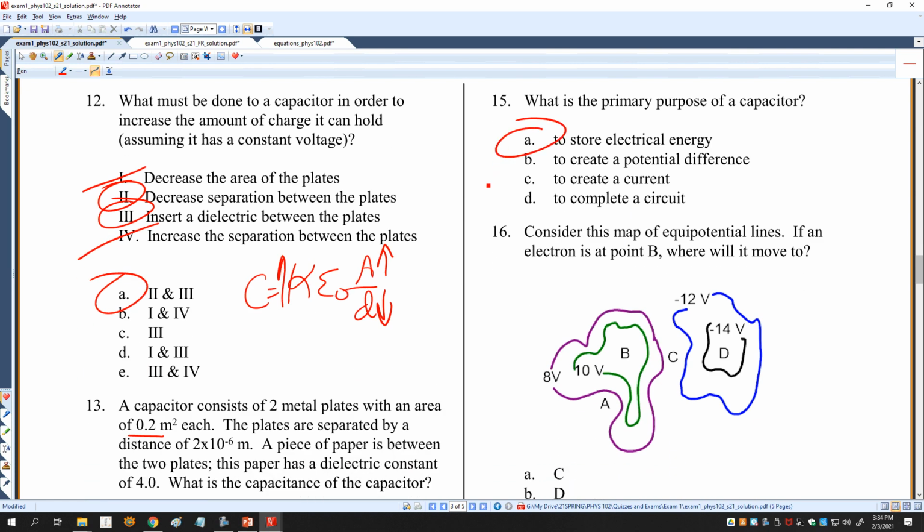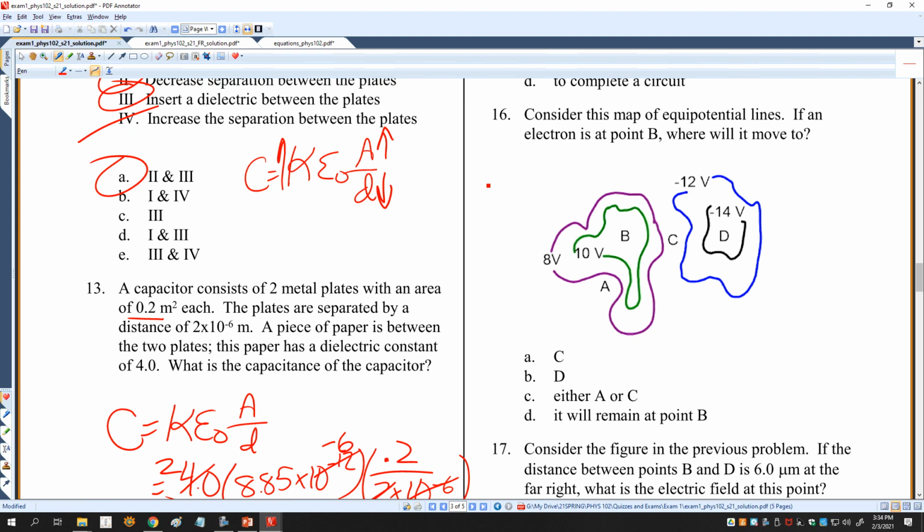What is the primary purpose of a capacitor? To store electrical energy. So there's the map. If an electron is at point B, where will it move to? Well, you remember when we talked about the mountain, and we said that a proton will move downhill, but an electron will move uphill. It will move from low to high potential. So if an electron is right here, that's like a potential well. It's not going to move from that point, because in order to move to that point, it would have to move from high to low. So it's going to remain at point B.